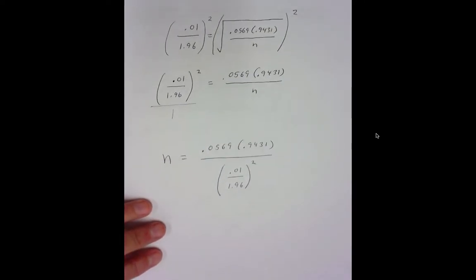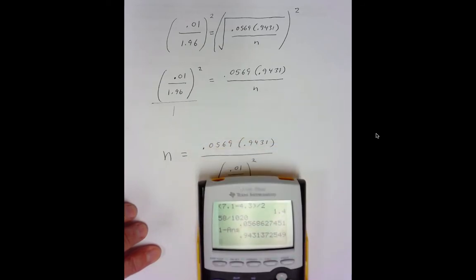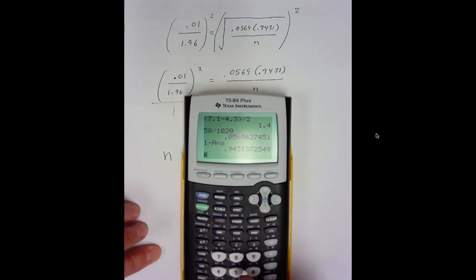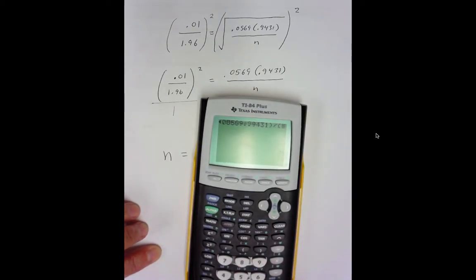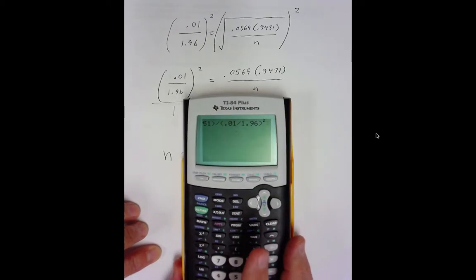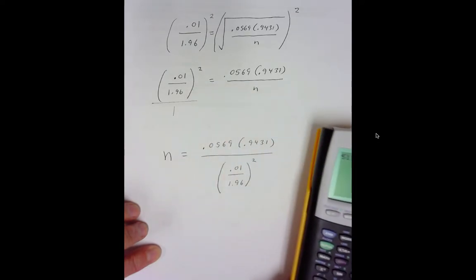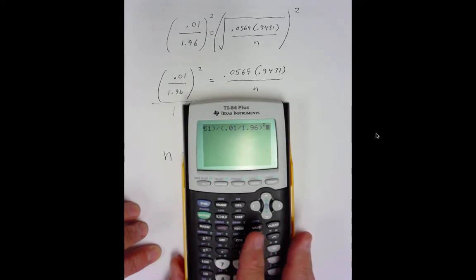Now, let's see if we can put that crazy mess into our calculator. And it turns out it's not really that hard to do. So 0.0569 times 0.9431 divided by, now I need all this in the quantity, 0.01 divided by 1.96, but I need that bottom all squared. Parentheses are critical here.